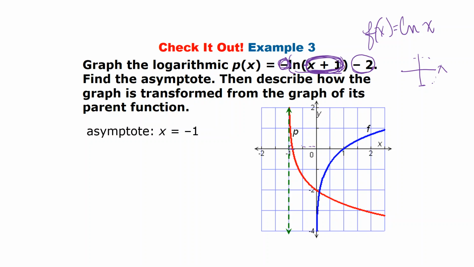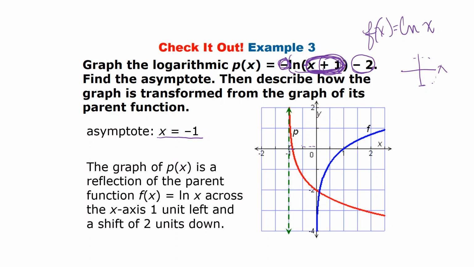Okay, and so now, when I'm doing the logs, my x is what's going to determine where my asymptote is instead of the y. So now my new asymptote is going to be x equals -1. Okay, let's see a little bit more about this. The graph is a reflection of the parent function in x across the x-axis, 1 unit left, and shifts 2 units down.